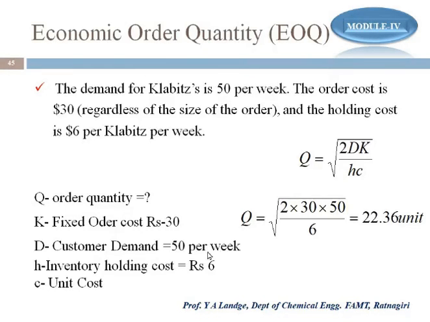This EOQ model is very useful in a process industry. Okay, continuously you are ordering, continuously you are sending your product, so that the cash flow is properly going on, and EOQ helps you find the minimum order quantity. Okay, so this is all about the EOQ.